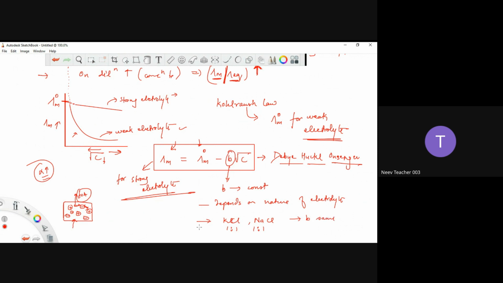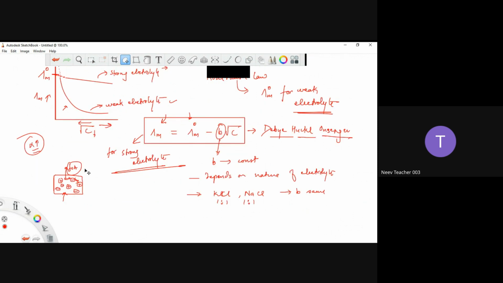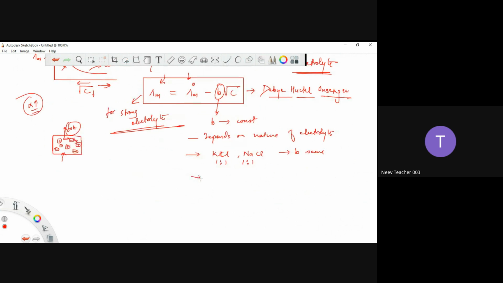Similarly, if I take some other type of electrolyte, like BaCl2 or CaCl2, these are 1:2 type electrolytes. They are also the same in nature, so their B value will also be the same.